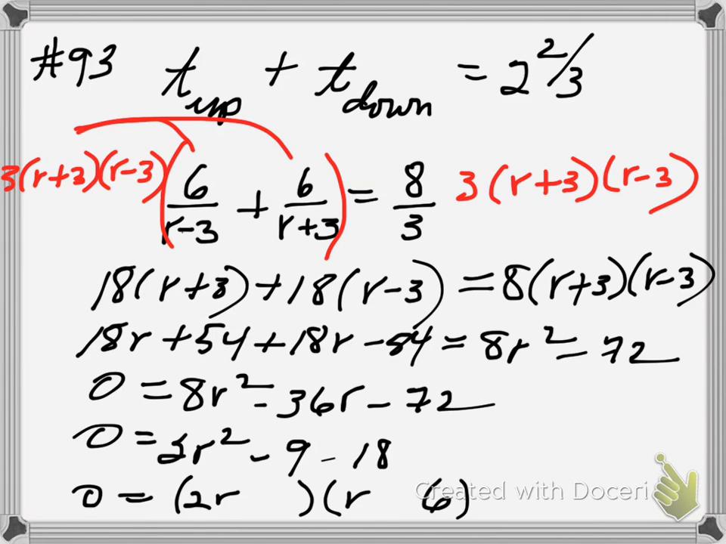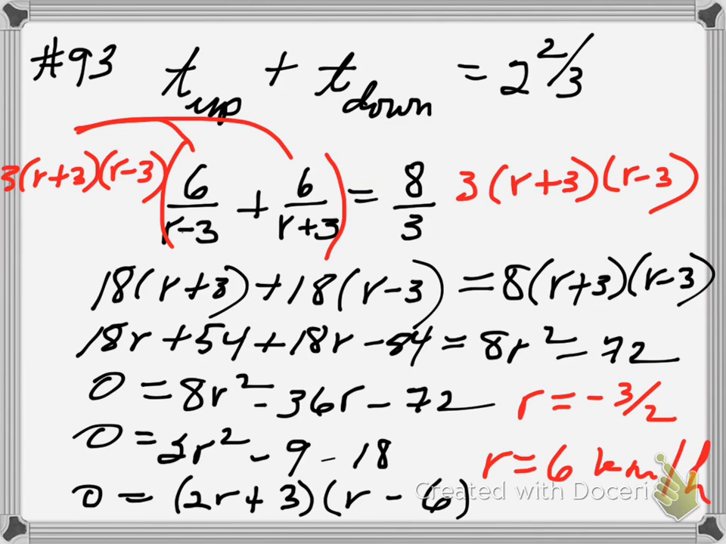And this factors into 2r plus 3 and r minus 6, which means your zeros are going to be negative 3/2, which doesn't make sense for us. A negative doesn't make sense for the speed of the boat. But r equals 6 does make sense, so that would be 6 kilometers per hour.